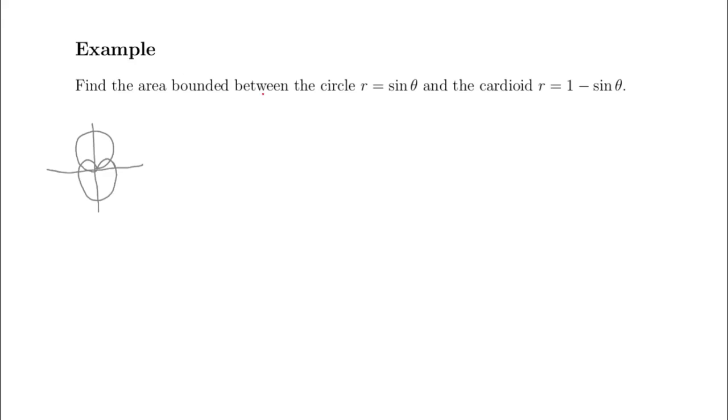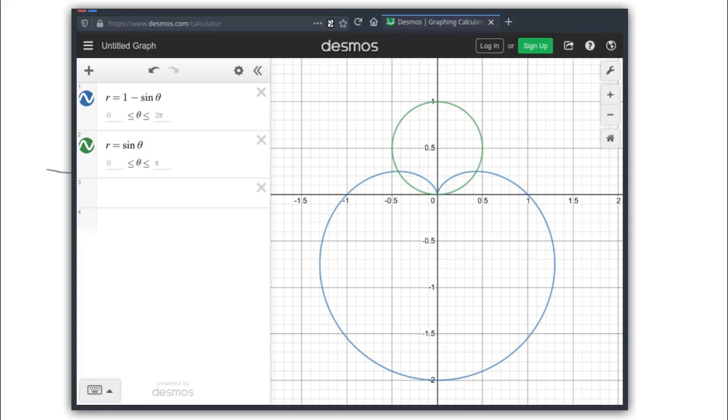I don't know, something like that. And we're looking at the area bounded between these things. So right here. That's a pretty bad picture, but oh well. If you wanted to see a bit of a better picture of this, again, you could just throw this into Desmos, and there we go. And again, we're looking for this area trapped in between here.